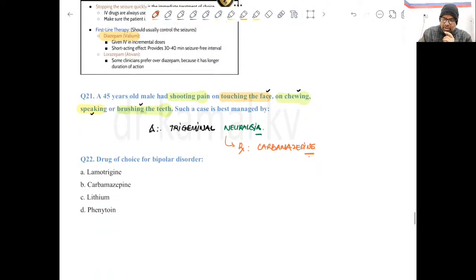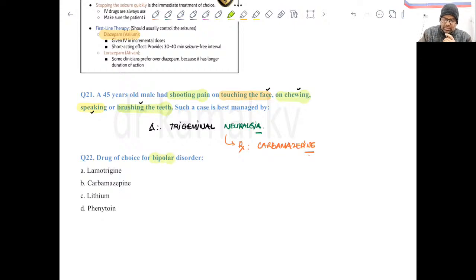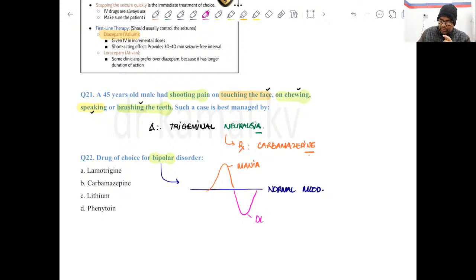Fine. Now, drug of choice for bipolar disorders. I think all of you must be knowing. Yes, Bhavnesh, absolutely right. Now, all of you must be knowing what is bipolar. Like if this is normal mood, then sometimes the mood is up. So this is mania. Or sometimes the mood is down. So this is known as depression. So this up and down is bipolar. Okay, so this is known as bipolar.